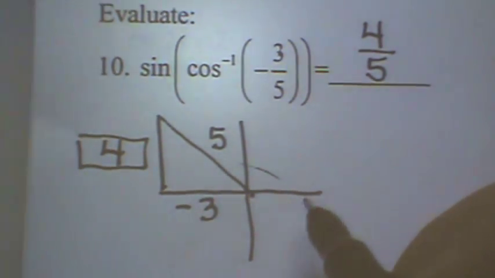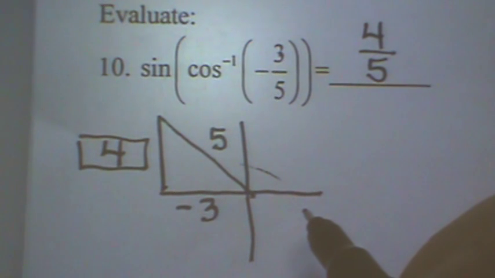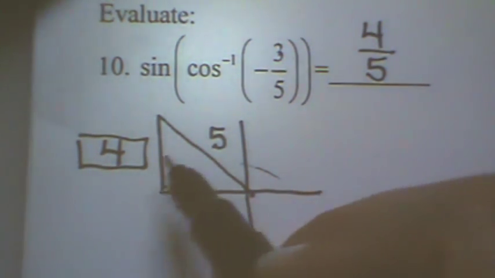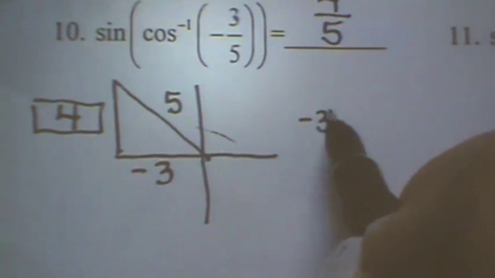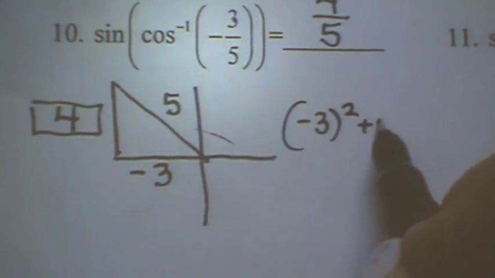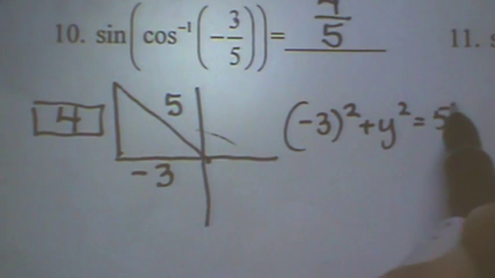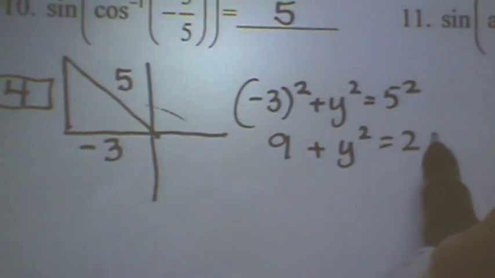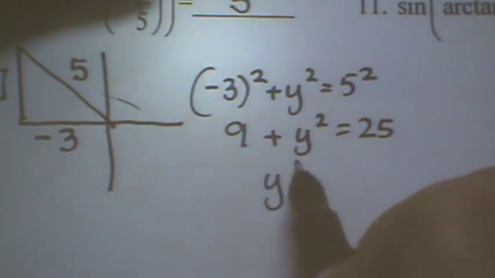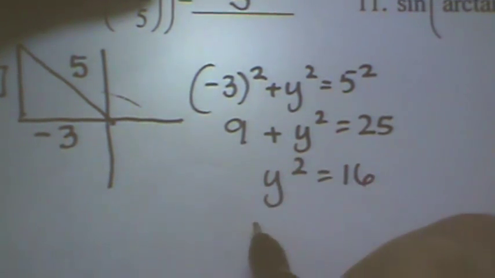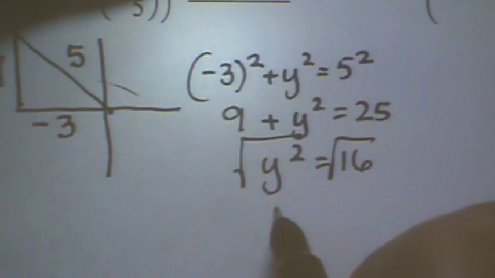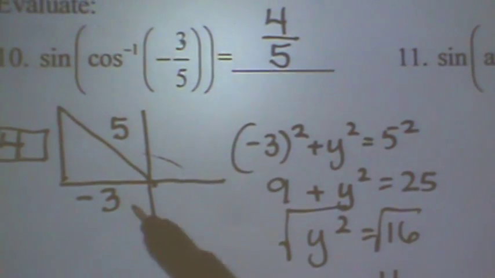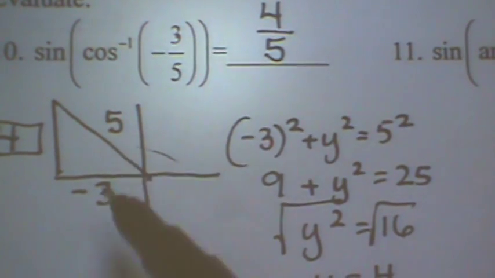How did you find out it was 4? This is one of the special triangles, a 3, 4, 5 triangle. Or how would you figure this side out? -3 squared plus y squared equals 5 squared. So 9 plus y squared equals 25, subtract 9. And what's the square root of 16? 4. So if you wanted to use the Pythagorean theorem, you can. But most people know that once you have 3 and 5 here, that's a 4.